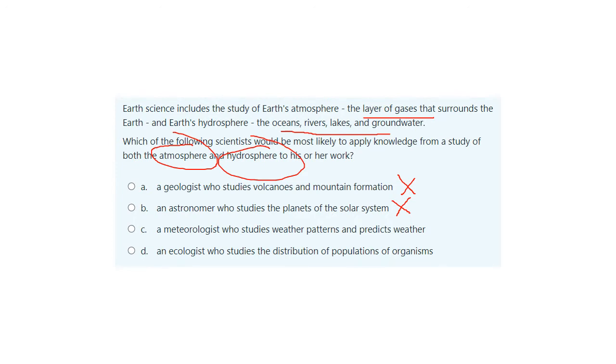weather is linked to the oceans. The currents of the ocean create prevailing winds. The winds create hurricanes. These are all effects on the weather of the Earth. So a meteorologist would need to look at both the hydrosphere and the atmosphere. So C is the correct answer.